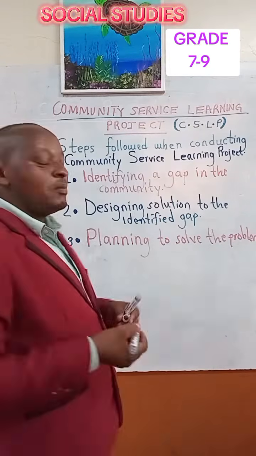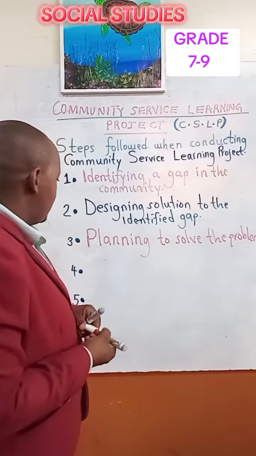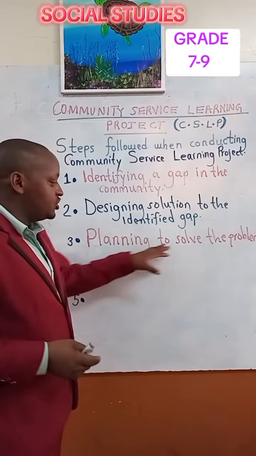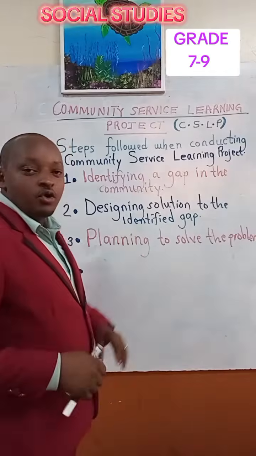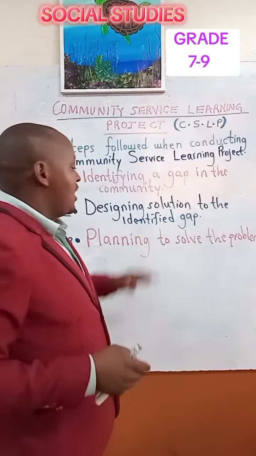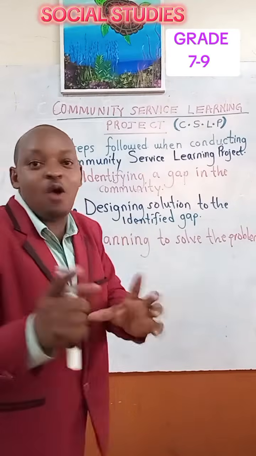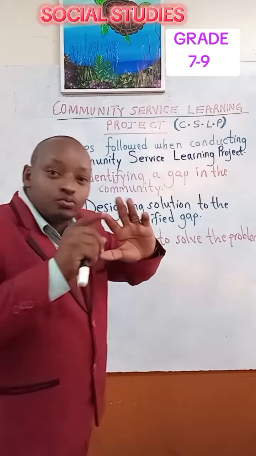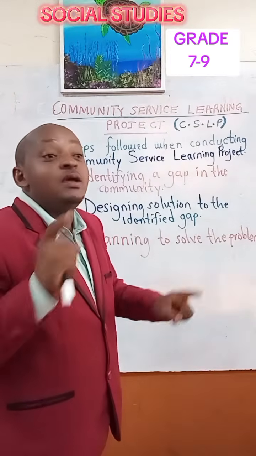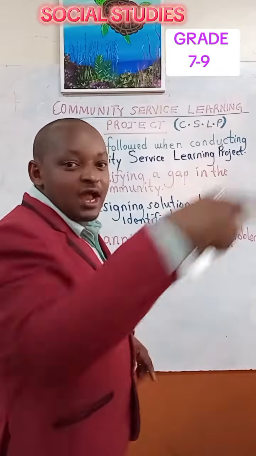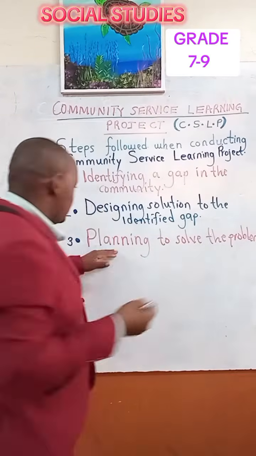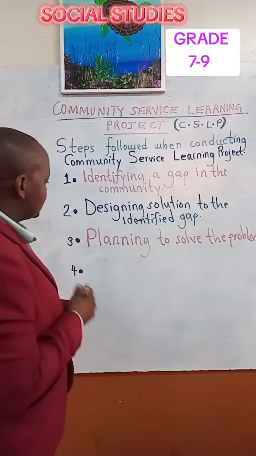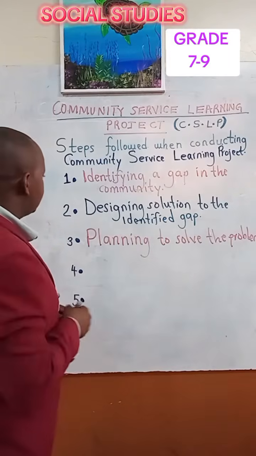You can plan with your members. You write down. There are some forms you need to fill when you are planning, or you can sit down with your members and come into agreement on how this gap in the community is going to be solved well, to benefit the community and also gain skills when you are solving that gap.